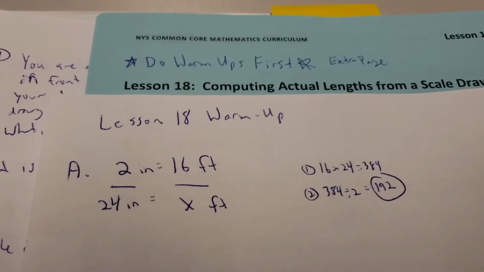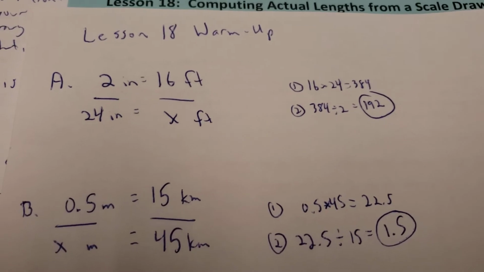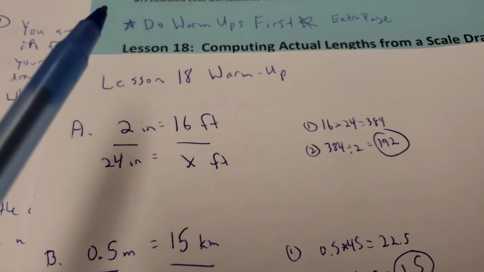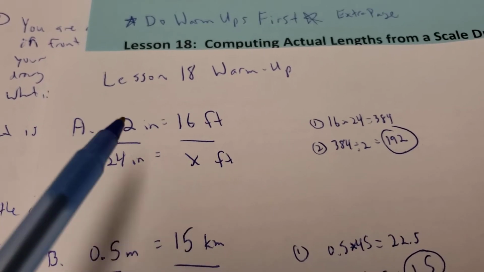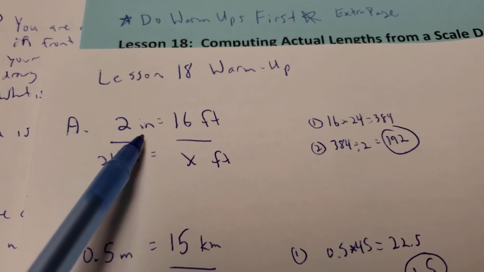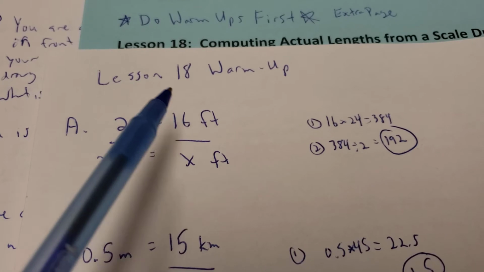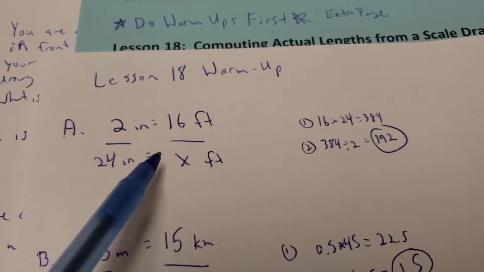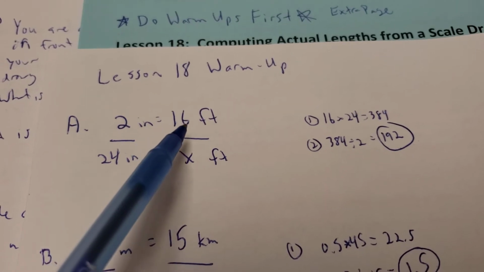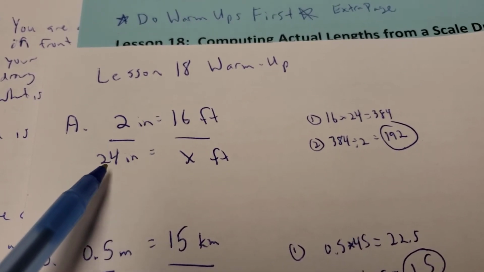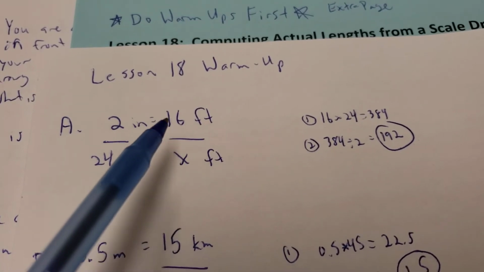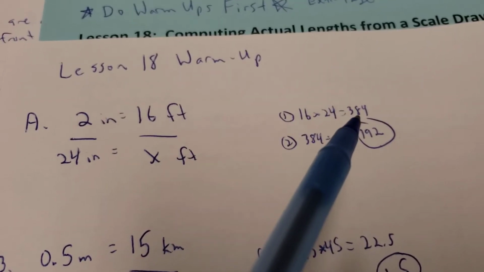All right, we're going to be working with some proportional relationships on lesson 18. Now, to get a little warm-up going, this is how I'm going to solve a missing value of a proportion. If we have a scale that says 2 inches equals 16 feet, but I actually want to find out if 24 inches equals how many feet, there's a 2-step process to figure these out. I cross-multiply the numbers I can multiply, 24 and 16. I can't multiply 2 and x because I don't know what x is.